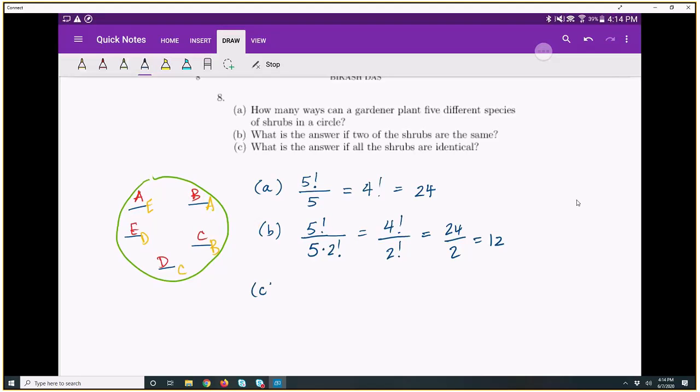And finally, what is the answer if all of the shrubs are identical? Well, if I have 5 shrubs that are all the same, then I'm going to say there's only one way to plant them all together.